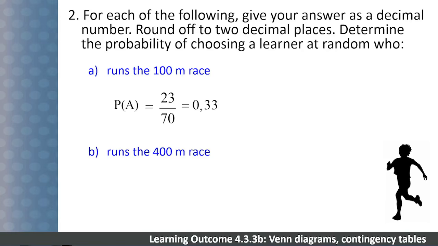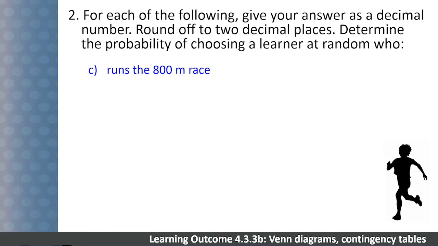B. What is the probability of choosing a learner at random who runs the 400-meter race? This is the probability of choosing a learner from set B, which is 21 divided by 70, which gives us 0.3. C. What is the probability of choosing a learner at random who runs the 800-meter race? This is the probability of choosing a learner from set C, so it is 15 divided by 70, which is 0.21.